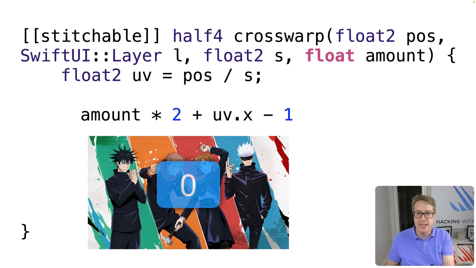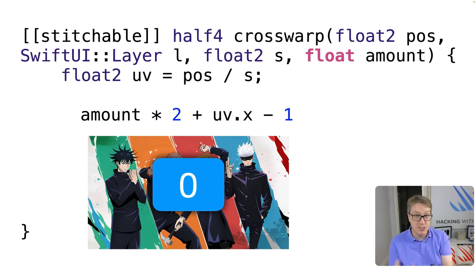When amount is 0, the transition has not begun yet, right? It's a new transition, nothing should have happened yet. We take amount times 2, 0 times 2, still 0. The left edge of our image has a UVX of 0. That's what UV does, 0 to 1. So we have amount times 2, 0, plus 0, still 0, minus 1. And so the left edge will have a resulting value of minus 1. That's what will happen here with our little formula.